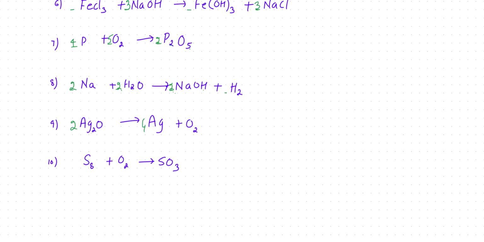So the equation is balanced. S8 sulfur plus oxygen gives sulfur trioxide. So here 8 sulfur atoms are 8. So we write here 8. So 8 sulfur, but how many oxygens? 8 times 3, 24 oxygens. So to write 24, what number do you multiply? 12. So 12 twos, 24. So 24 oxygens on the left side, on the right side 24 oxygens, 8 sulfur, 8 sulfur. So this equation is balanced.